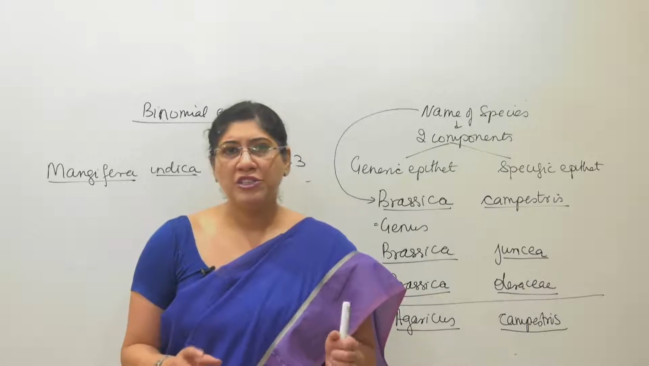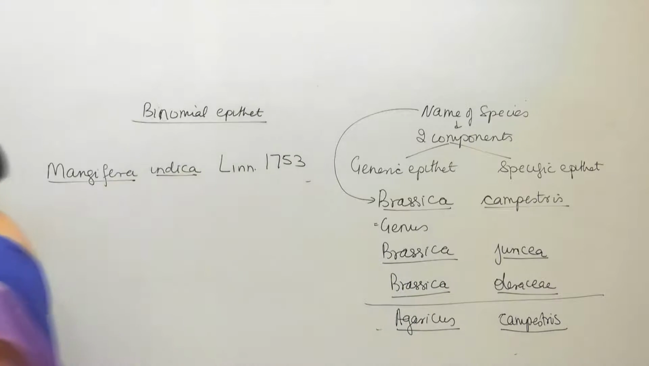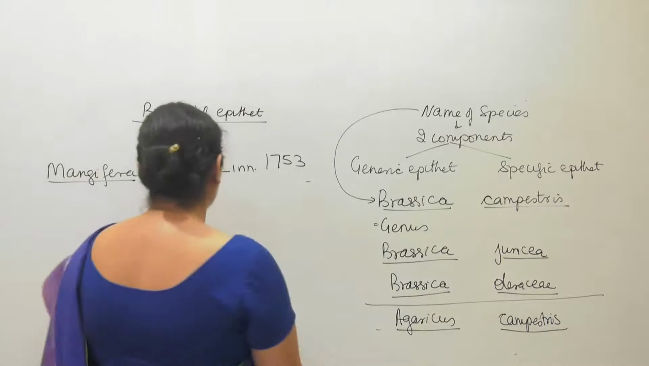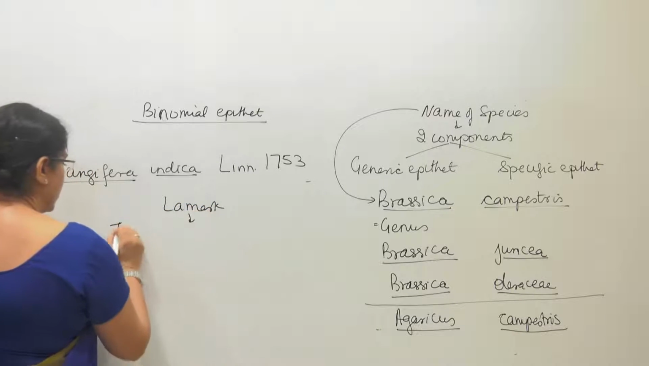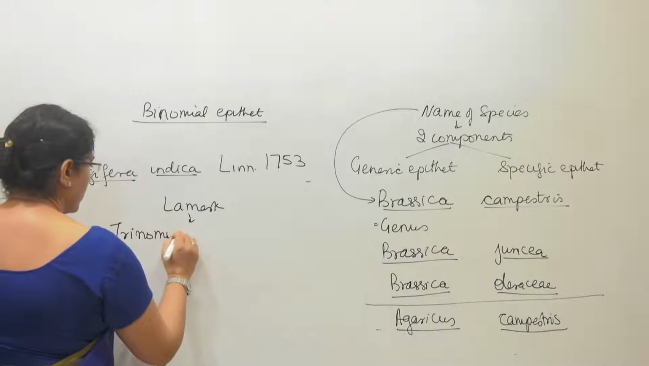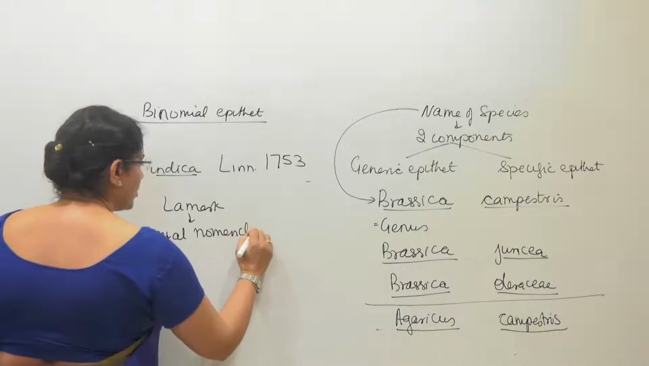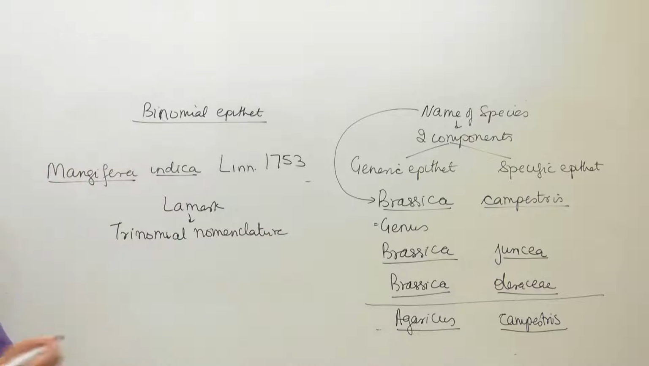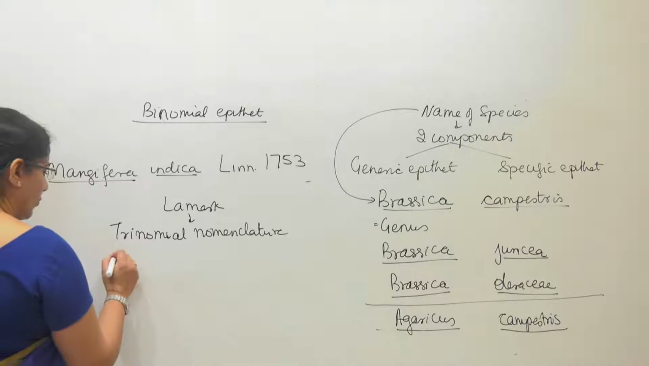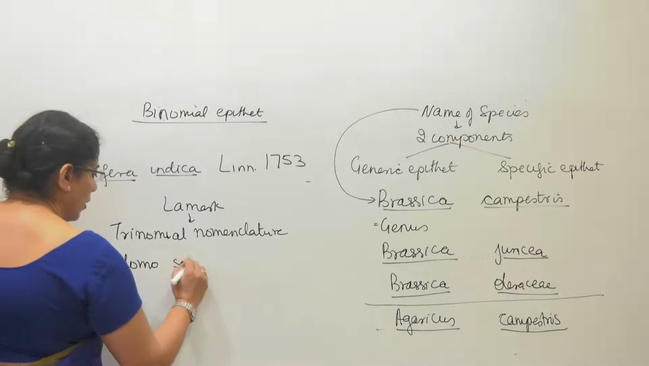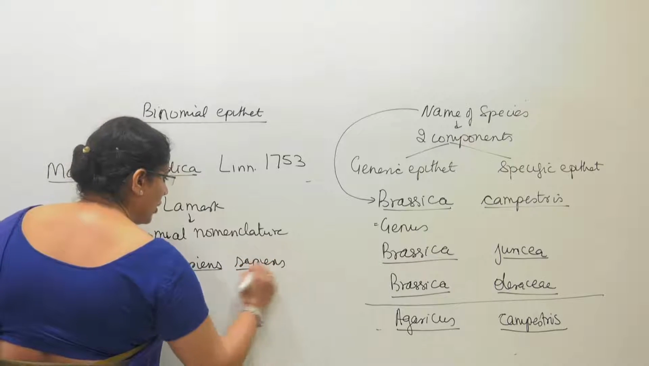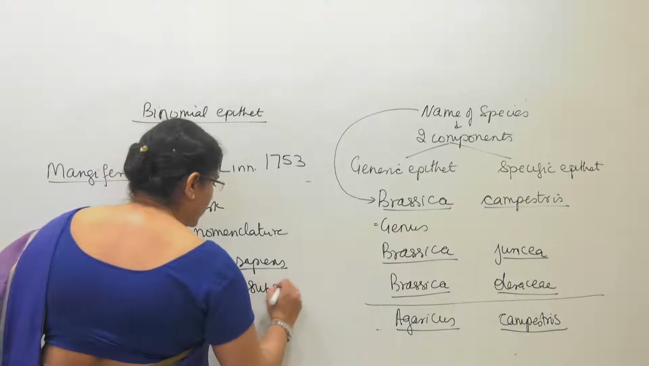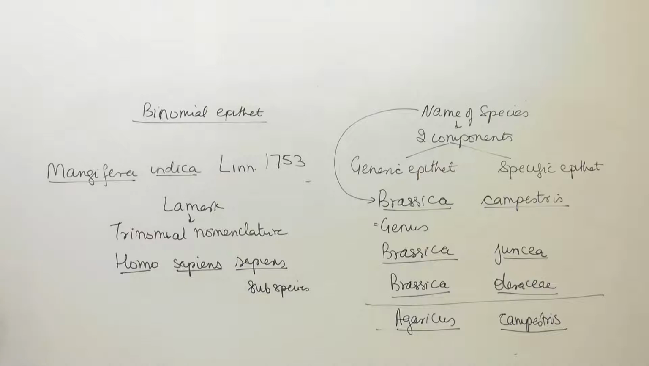Now binomial nomenclature is the most used and accepted. Lamarck then gave a trinomial nomenclature as well, where three names are used. For example, for humans, what is suggested is Homo sapiens sapiens. So he suggested the use of subspecies as well.